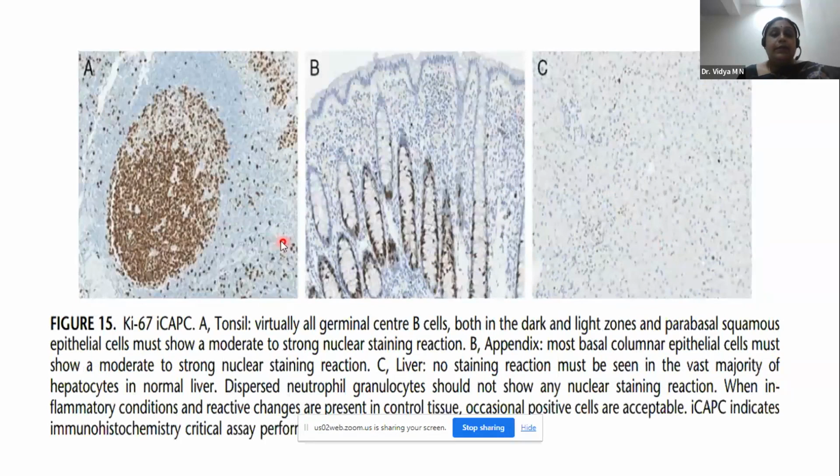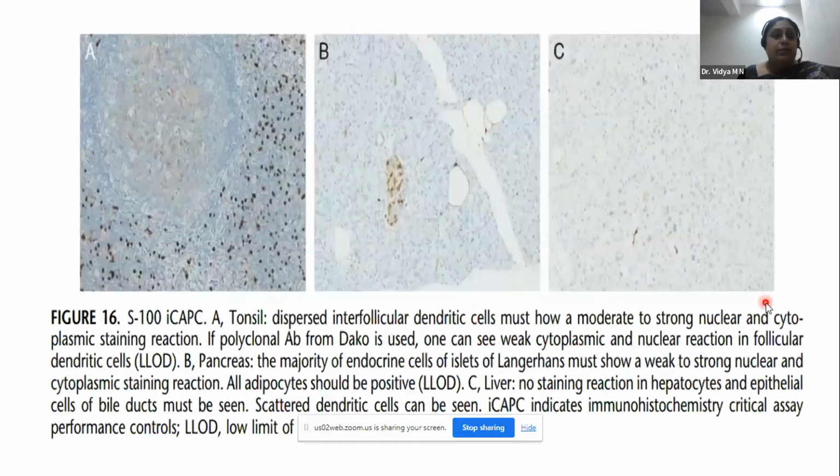Look at Ki67. You have the germinal center B cells of your tonsil, all of which take up, and a strong staining has happened. In appendix, you have the proliferating crypt epithelial cells which have taken up the staining. And in liver, other than your granulocytes, nothing else. So there should be no staining in a benign liver tissue, and you may see some granulocyte staining.